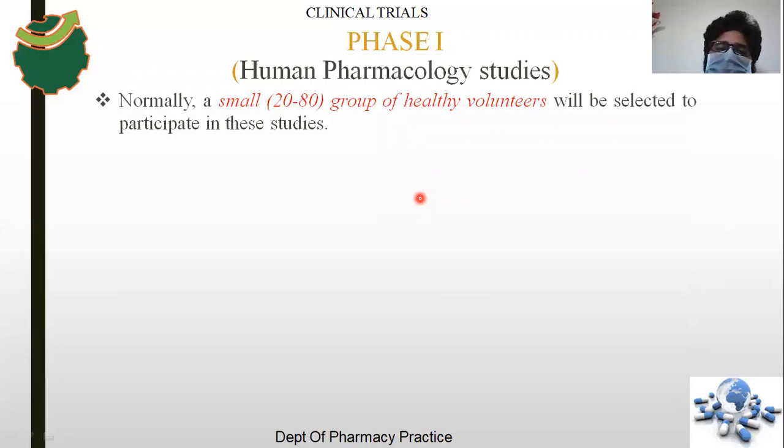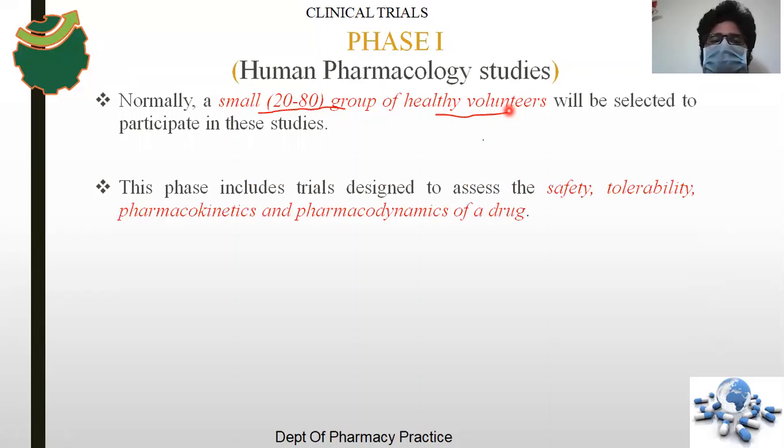So phase 1 is where we'll be seeing a group of 20 to 80 people. Here we'll be taking 20 to 80 healthy volunteers in phase 1 trials. So what is exactly a healthy volunteer in clinical trials? We'll be seeing in upcoming slides. Generally, according to us, a healthy volunteer means someone who doesn't have any disease condition, who is not obese, whose BMI is appropriate, whose weight, height, and everything is appropriate. We call them healthy volunteers. But in clinical trials, we have a different definition for it that we'll be seeing in upcoming slides.